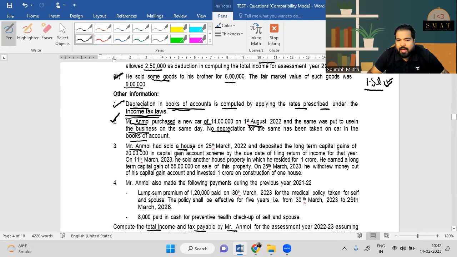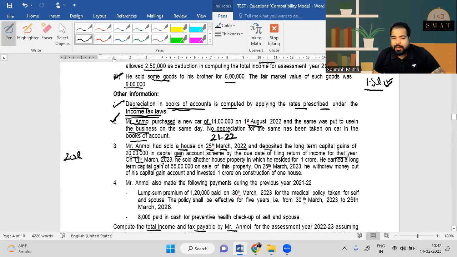Mr. Anmol had sold a house on 25th March 2022. That is last year, guys. In 21-22, you sold a house and deposited the long-term capital gain of 20 lakh in the capital gain account scheme by the return filing due date of that year. So 20 lakh is in your capital gain account scheme. You have to invest it further if you want an exemption.